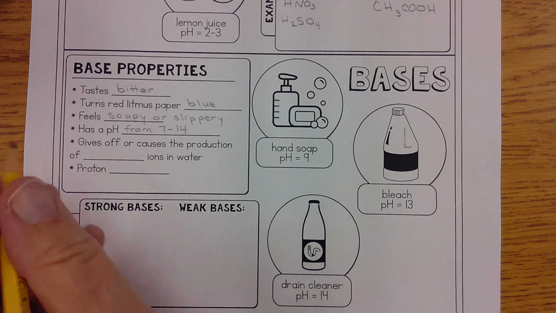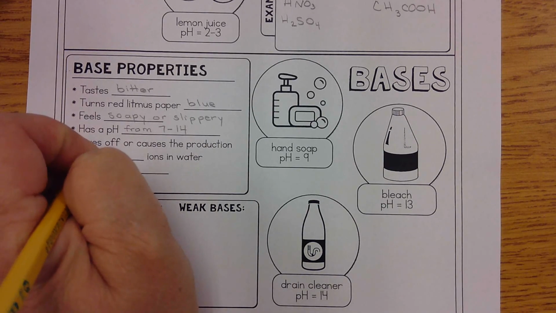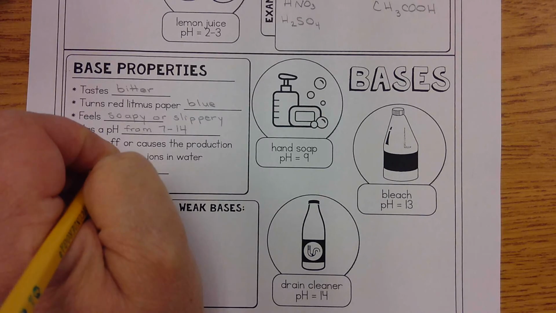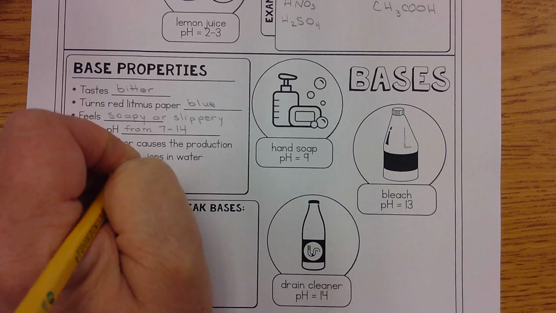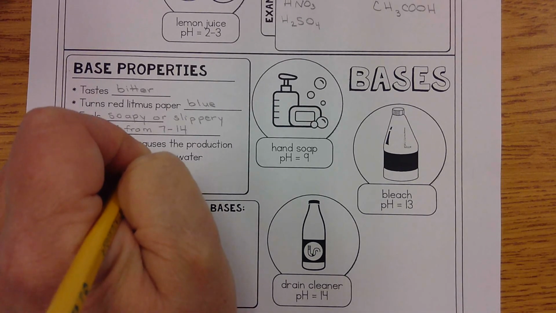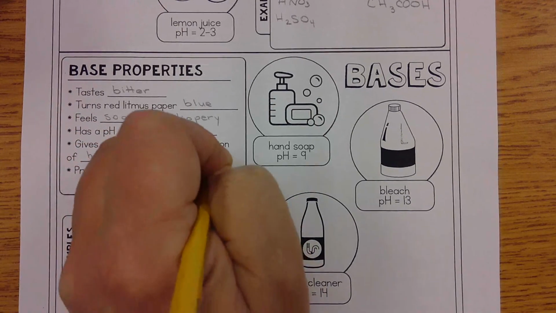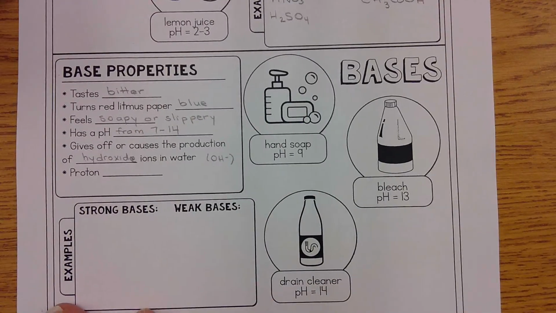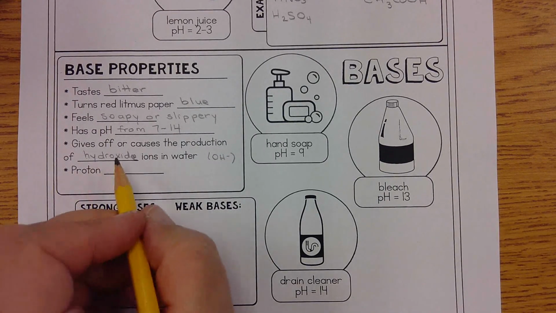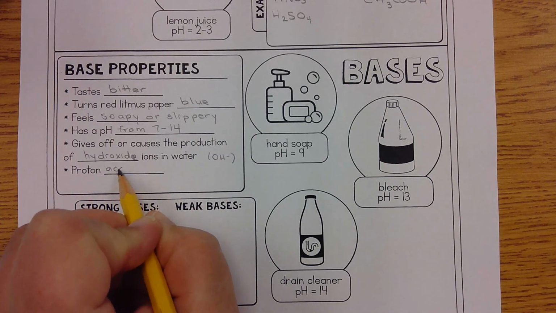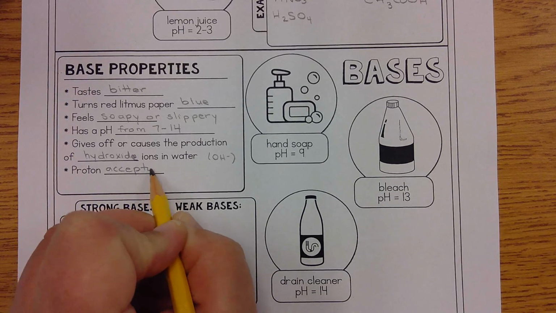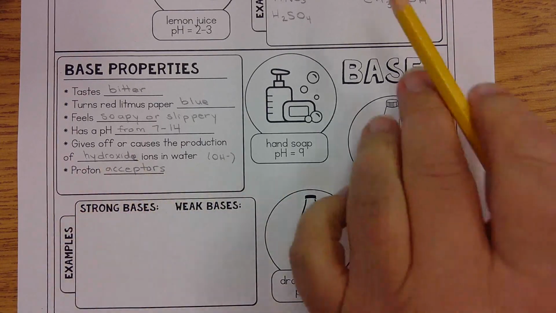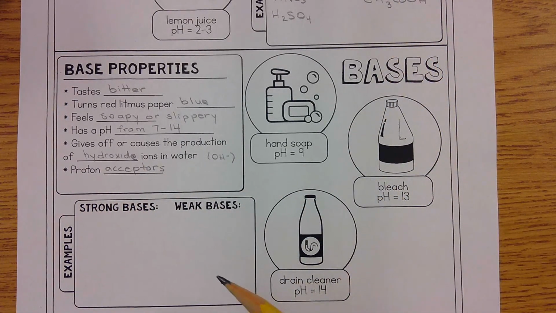They will produce hydroxide ions in water. Hydroxide, which is OH with a negative charge. That's an E right there, by the way. So that's OH with a negative charge. Those are hydroxide ions. And bases are proton acceptors, where acids are proton donors.